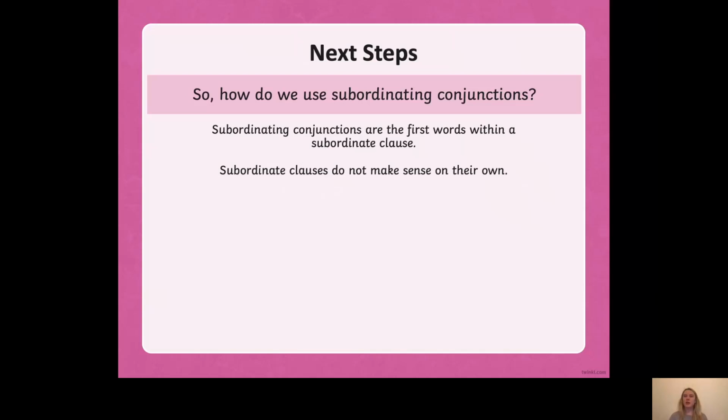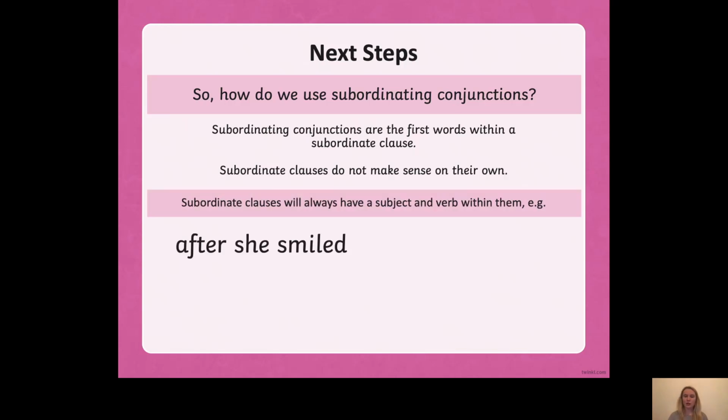Okay, but subordinate clauses do not make sense on their own. So I couldn't say when I get home on its own, could I? Because when I get home, what? And I can't say if I finish my work on its own. If I finish my work, what? And I can't say because it is yummy on its own, because what is yummy? So they cannot make sense on their own. You have to use them as part of a whole sentence, with the subordinating conjunction at the start of that subordinate clause.